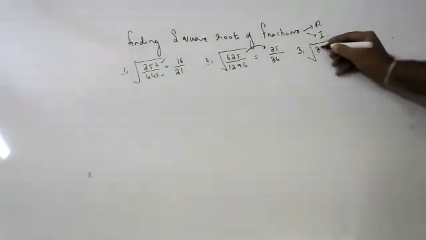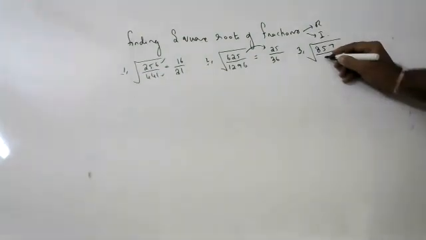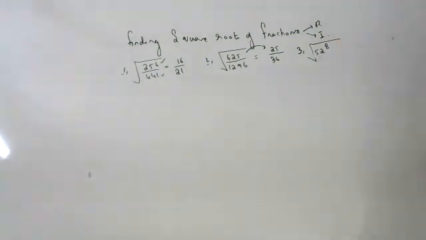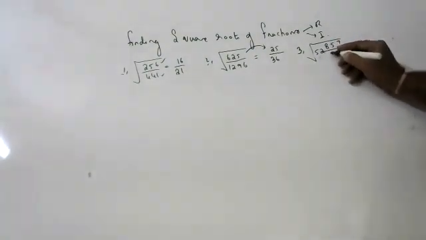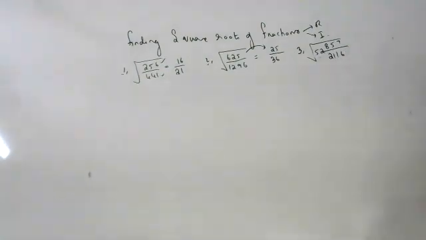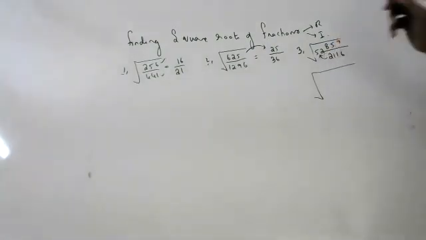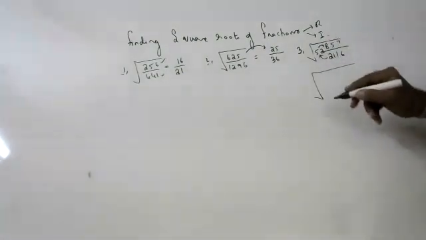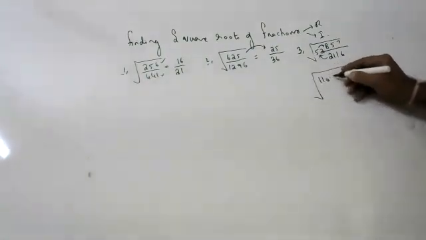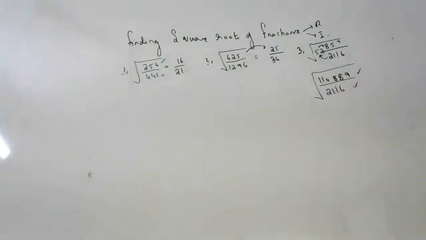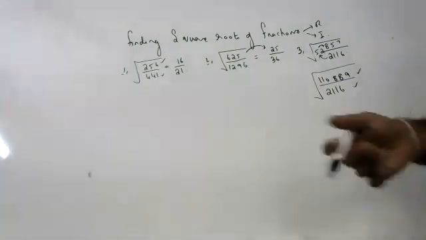Find the square root of 52 and 857 by 2116. With a question like this, you have to convert it into an improper fraction. How do you convert it? First, you multiply 2116 into 52, after that you add 857. If you do that, you will get 110889 by 2116. For this, you have to find the square root, because in normal ways you can't do it.